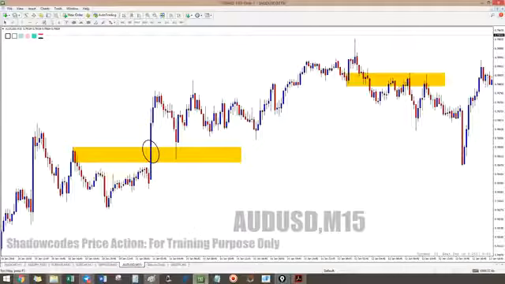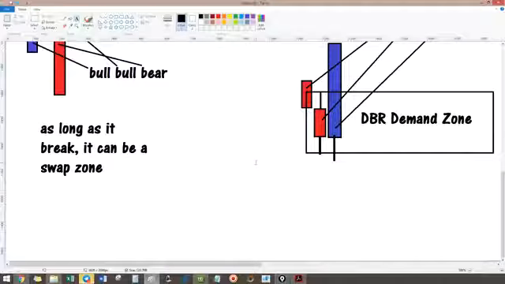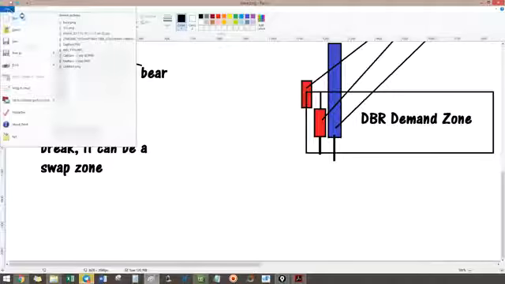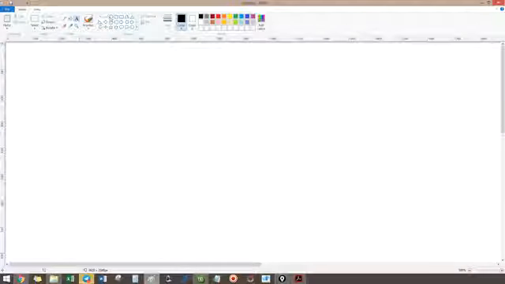Don't understand anything anymore? What do you not understand? How do we know it is a swap zone or not? Because you just said before, swap zone. Not expected, we have a new demand. How does it become a swap zone? It becomes like this.